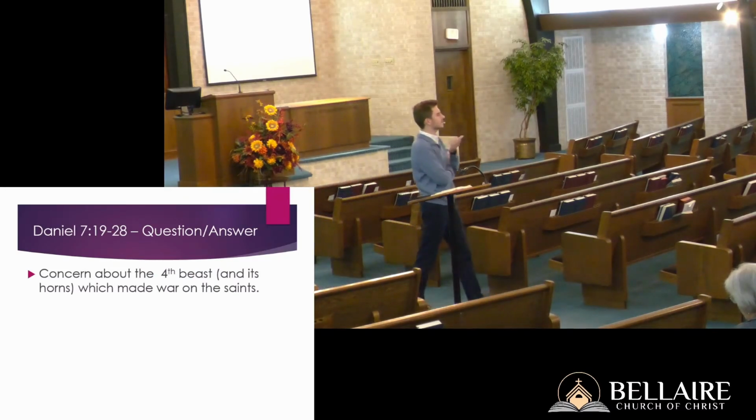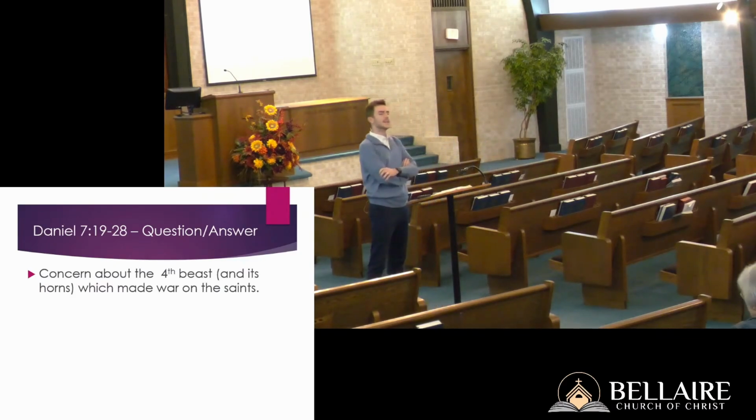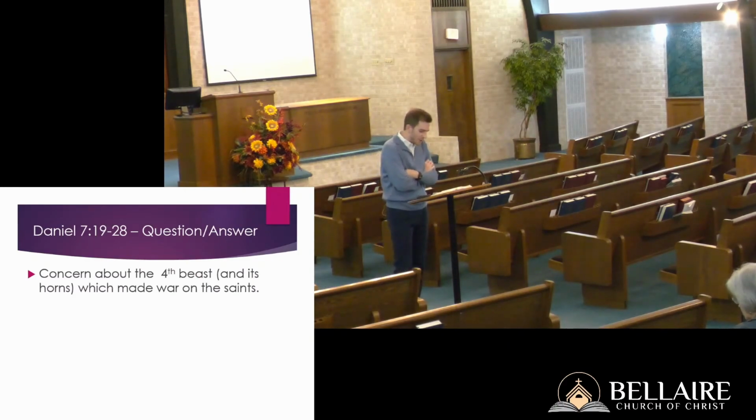It has all this extra stuff with it this time around. Okay, it has 10 horns, and then there's another horn, a little horn that comes out and supplants three other horns and is boasting and speaking great words. So Daniel wants to know about that, and actually more detail is added. So basically, verse 19 and the terrible beast that Daniel wants to know about. Verse 20 and the 10 horns, and then the little horn and the three horns he supplants.